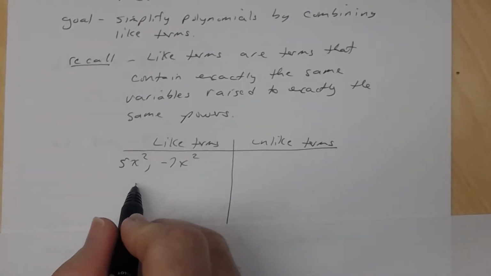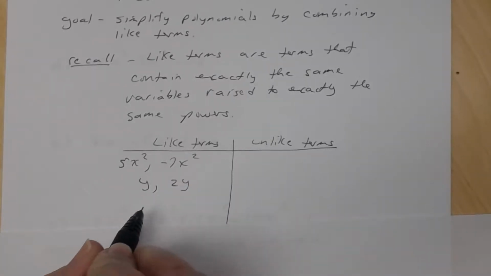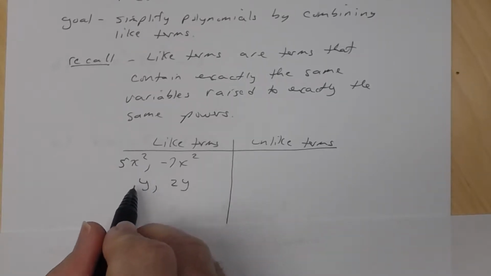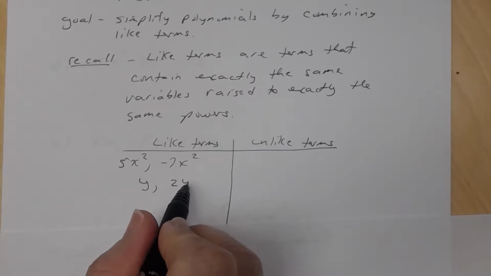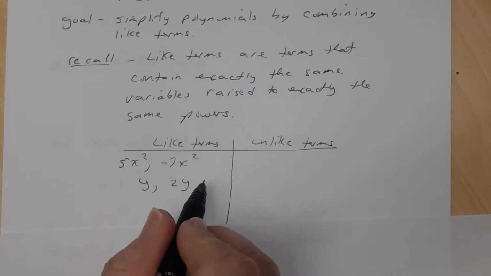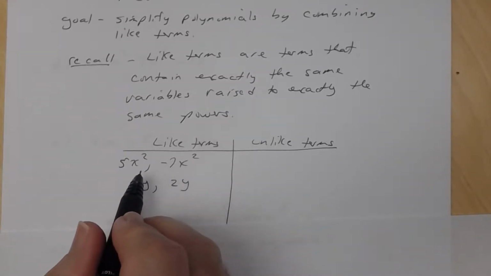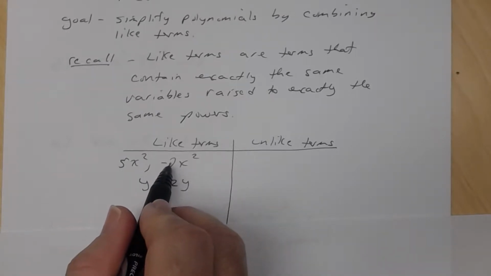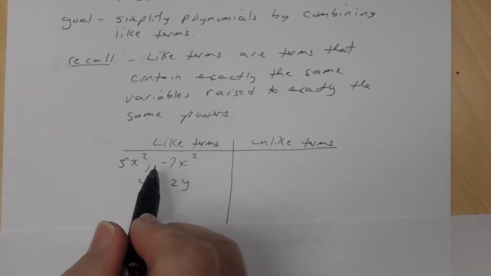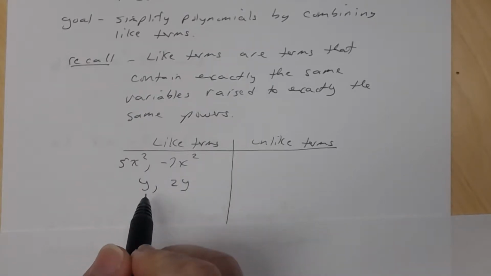Another example of like terms would be y, comma, 2y. These two terms contain the same variable. This term contains the variable y, this term contains the variable y, and the variable y is being raised to the same power, y to the first, y to the first. The coefficient has nothing to do with determining whether they're like terms. This coefficient's 5, this coefficient's negative 7. That has nothing to do with determining whether terms are like or unlike. You have to look at the variables in each term.